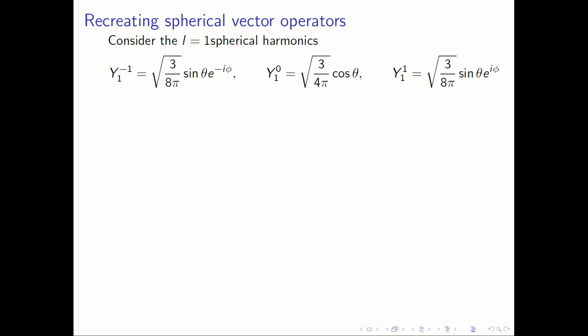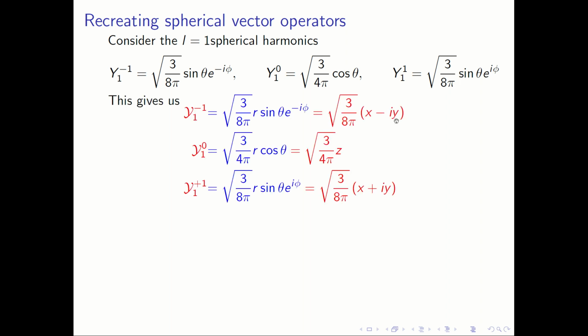So, from them we can create the curly Y operators. Curly Y_1^-1 will simply be Y_1^-1 times an extra r. So that's all there is to it. An extra r here in all three of these. They have one extra r each. But the advantage of putting in the extra r becomes clear when you think in terms of Cartesian coordinates.